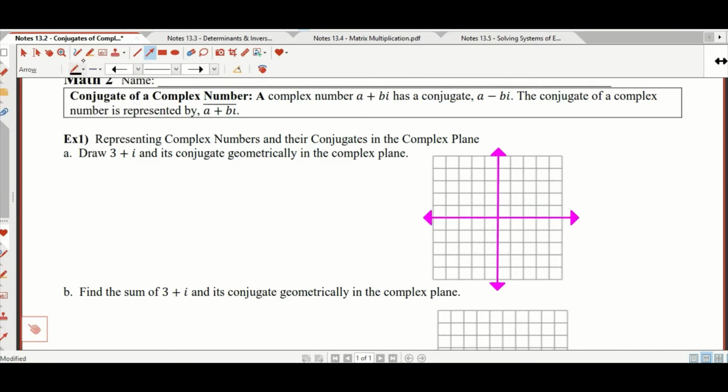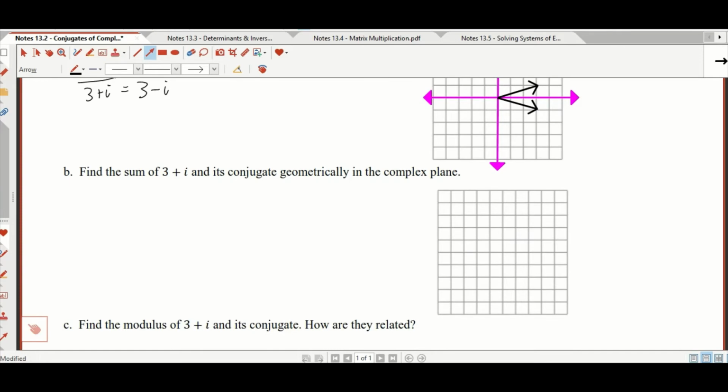So we've got 3 plus i, and the conjugate of 3 plus i is 3 minus i. Remember, the whole purpose of conjugates is that if we multiply them together, we get something that is real. So let's see, 3 plus i is this one. 3 plus i. And then 3 minus i is right here. Yay! So that looks kind of fun like that.